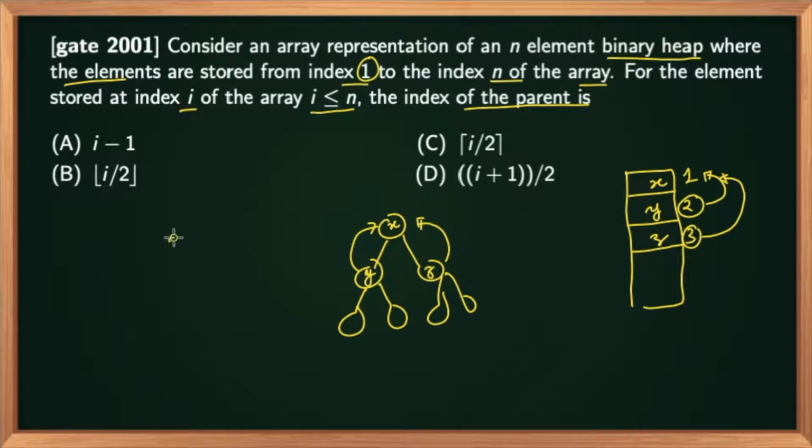So I can say that 2 by 2 is equal to 1. Now 3 by 2 should also be 1. So basically we have to apply the floor operation, and then only we'll get 1. So the correct answer should be B.